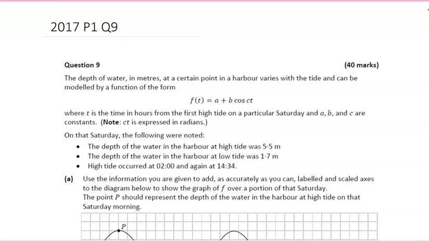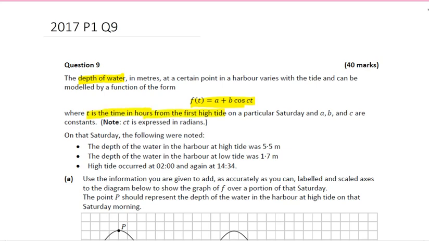This is 2017, paper 1, question 9. It's a question on trigonometry, in particular on trigonometric graphs. So we're given this function here, f(t), and f(t) represents the depth of water in a harbour, and it depends on time, and time is given by t, where t is the time in hours from the first high tide.